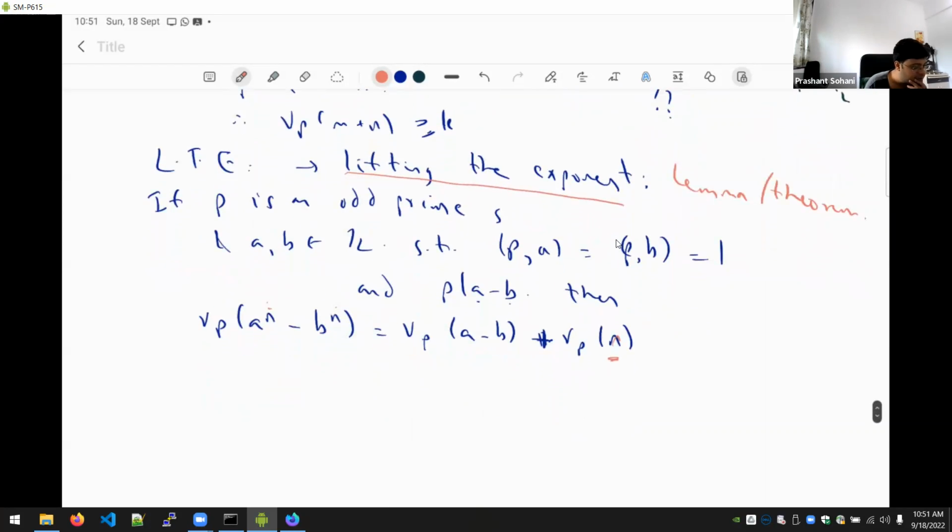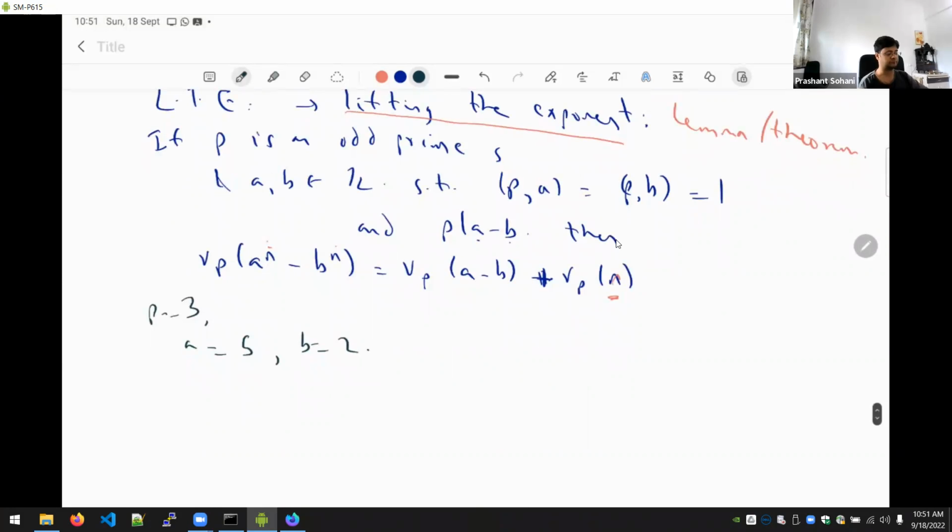In fact, this property is so interesting, I think that we should just check it with a few small examples to convince ourselves that something like this can even be true. So we can take some number, let's say p equal to 3. And so a and b have to be co-prime to 3 but separated by 3. So we can take, for example, a is equal to 5, b is equal to 2. Okay. So we can try with different terms, n is equal to 1, n is equal to 2. So for n equal to 1, the LHS will be Vp of 5 raised to 1 minus 2 raised to 1. And Vp will be 3.